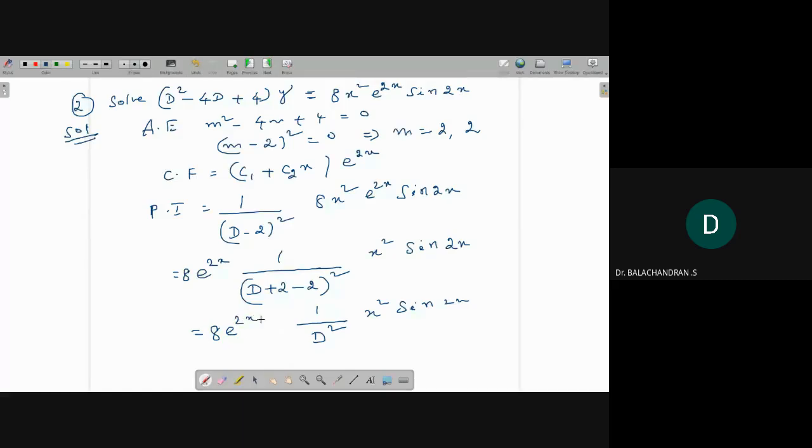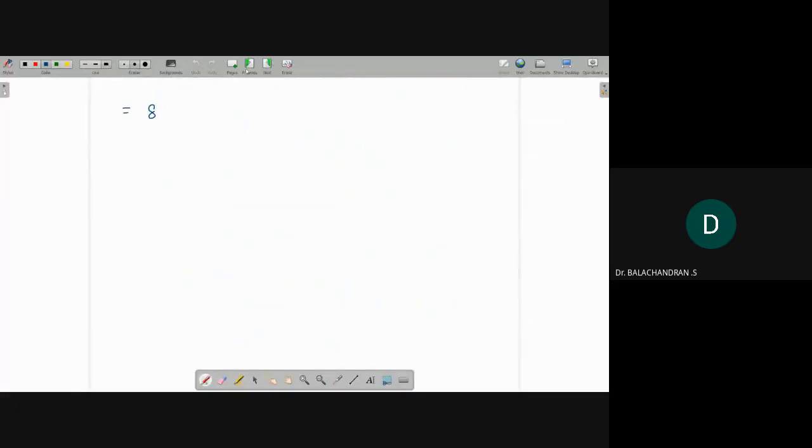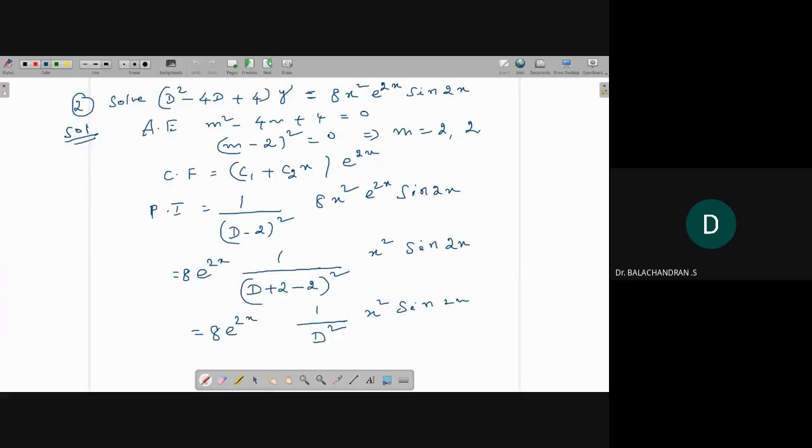Okay. So now we should integrate this twice. 8 into e power 2x. Okay, 1 by d square. So integration twice x square sine 2x.